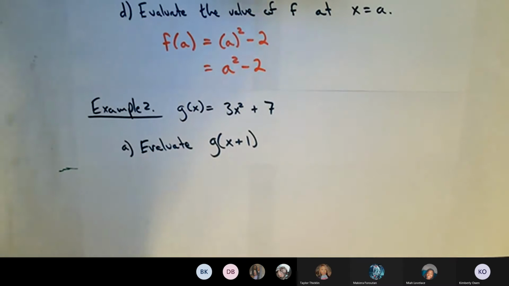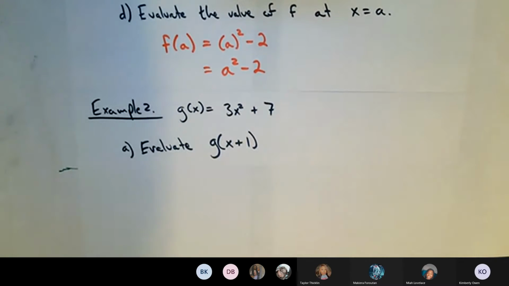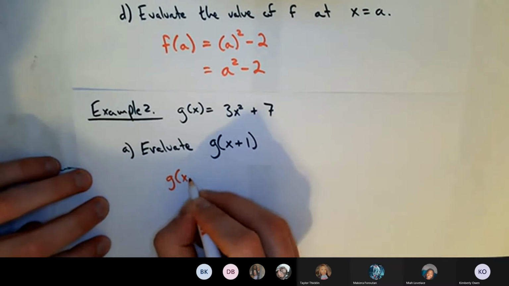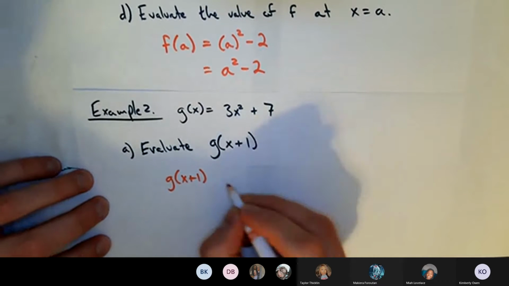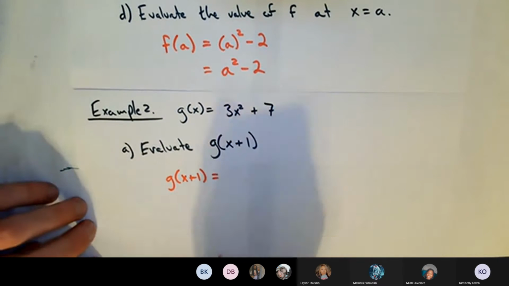Okay, so this time I am taking this function, and instead of plugging in an x, I'm plugging in an entire x plus 1. So let's see, who's next in my list? Okay. Kimberly, what do you think the right-hand side of this would look like?